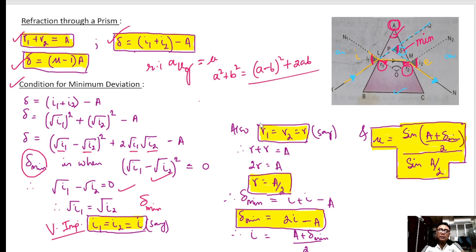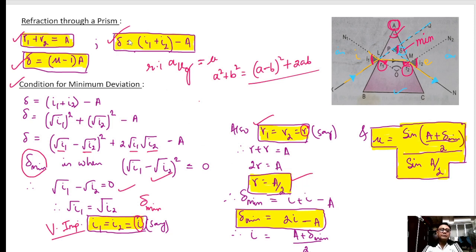Similarly, R1 and R2 should also be the same. If I1 and I2 are the same, then automatically R1 and R2 will be the same. So let it be R, and let I1 and I2 be equal to I. Using the first relation, which is R1 plus R2 equals A, we can write R plus R equals A. So R equals A by 2.